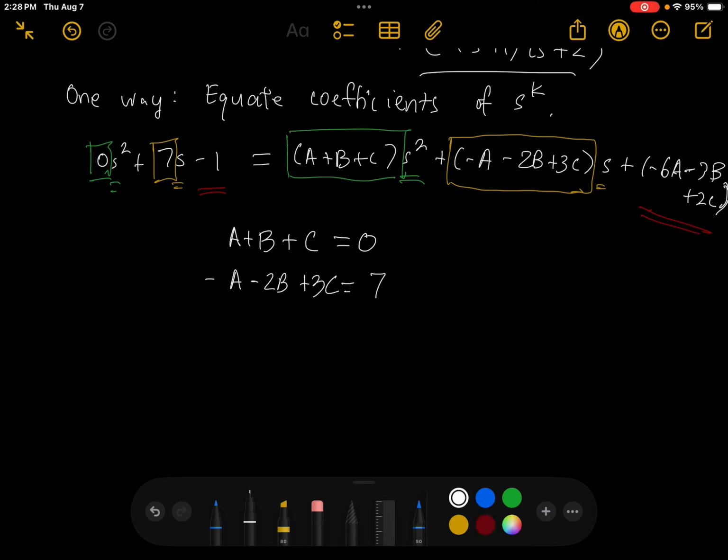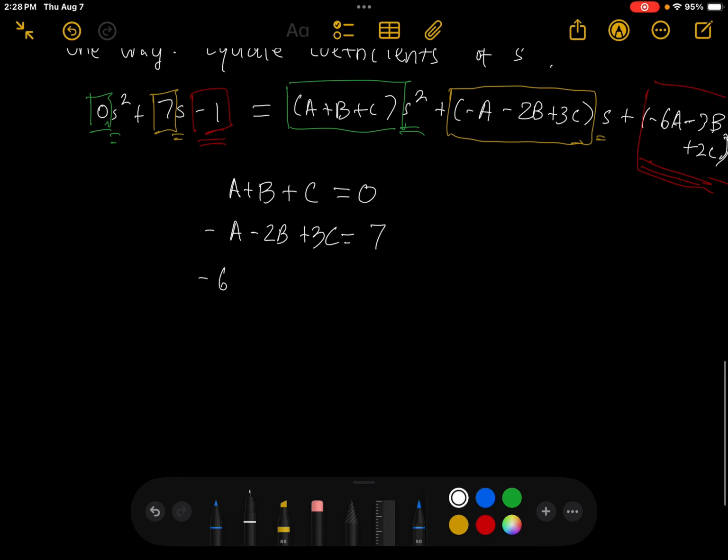And finally, we have to set the constant terms equal to each other. And on the right, you have this. What's the constant on the left? Negative 1, because remember, it's 7s plus negative 1. So what equation do we get? Negative 6a minus 3b plus 2c is equal to negative 1. So now we have these three equations. What can we do to solve for a, b, and c?